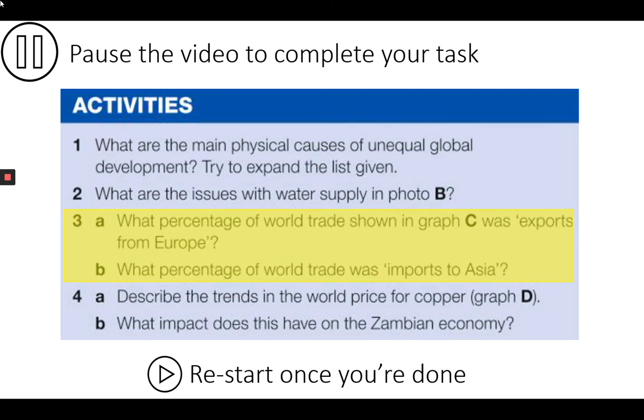For this main activity 3A and 3B, you're going to have to use Graph C at the bottom of page 202 in the Caboodle textbook, or go back in the video to the first extract. Remember to be as accurate as possible when reading figures from graphs. If you're too far out in your answer, you're not going to get any credit. Pause the video to write down the question and restart it when you're ready.